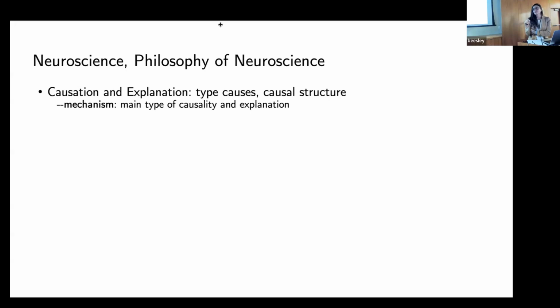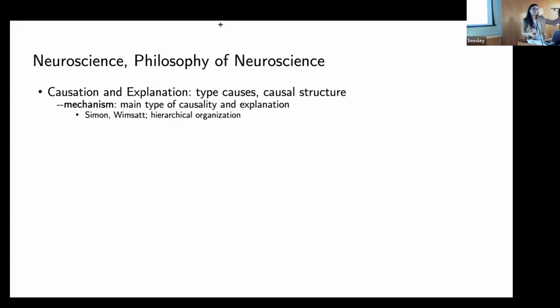In philosophy of neuroscience, also philosophy of biology, the dominant view for at least the last 2 decades has been that most, if not all, types of explanations that neuroscientists and biologists provide are mechanistic, right? That their explanations always require that they're appealing to and citing a mechanism. Also that this is the main type of causality in these scientific domains.